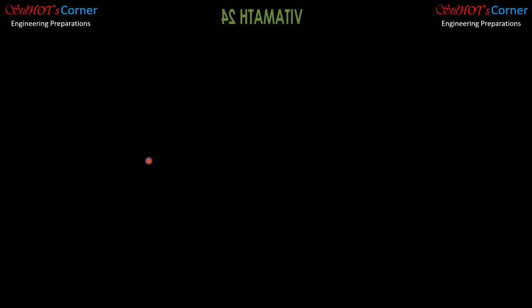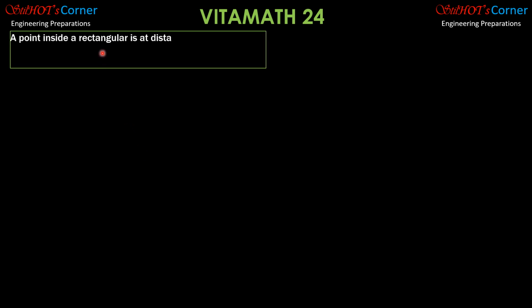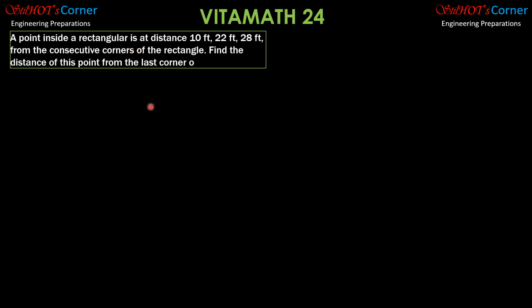Vitamath 24. Here is the problem. A point inside a rectangular region is at distance 10 feet, 22 feet, 28 feet from the consecutive corners of the rectangle. Find the distance of this point from the last corner of the rectangle.